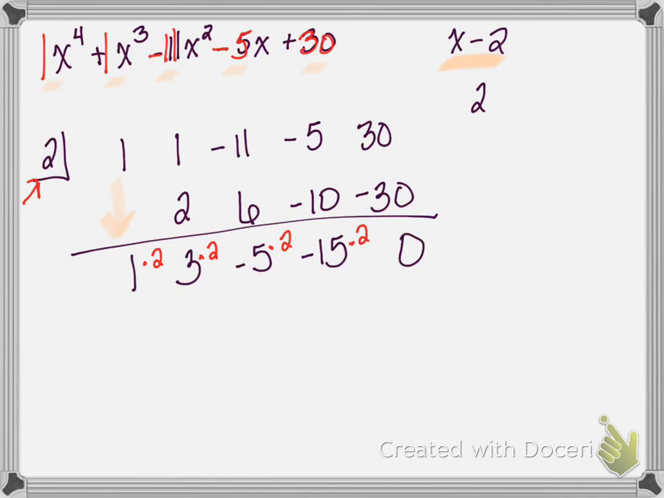So what this tells me is that x minus 2 is a factor of my original polynomial, and 2 is a solution. So if I were to graph this, a 2 would show up as where my graph touches or crosses the x-axis.